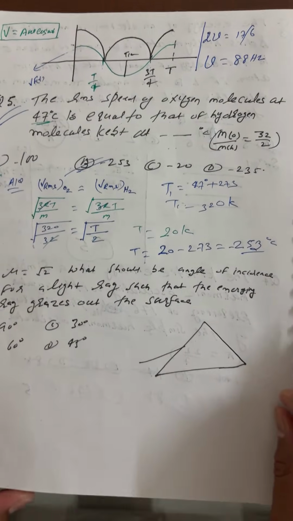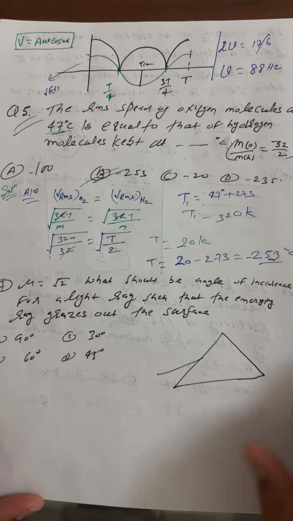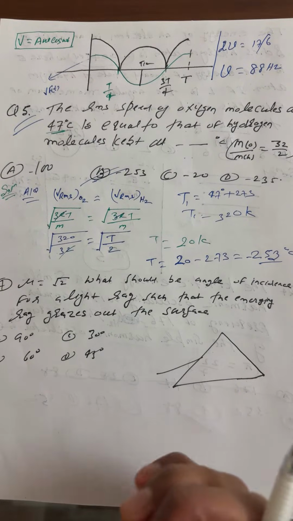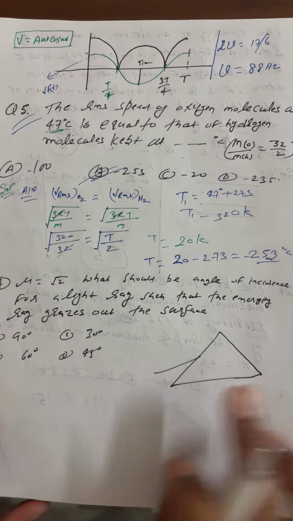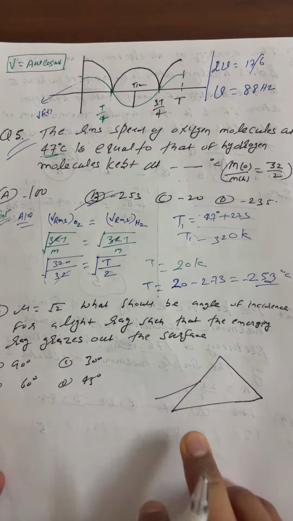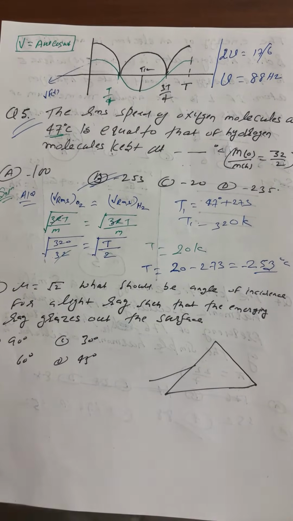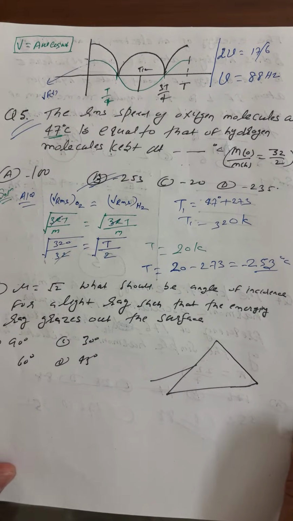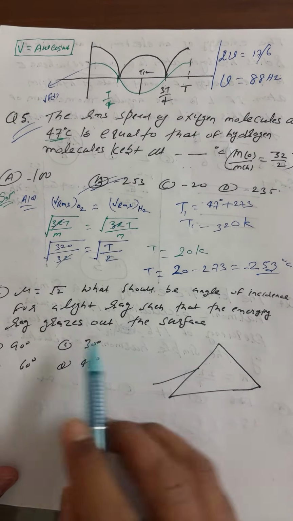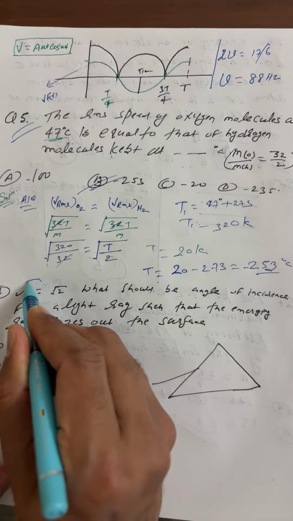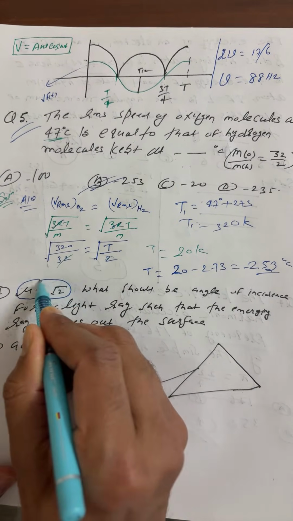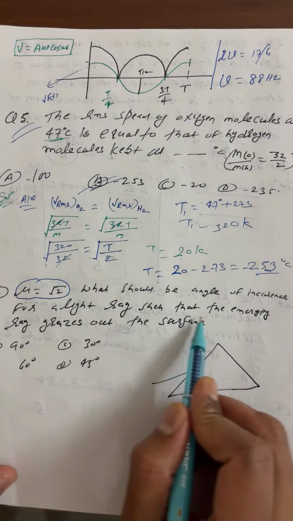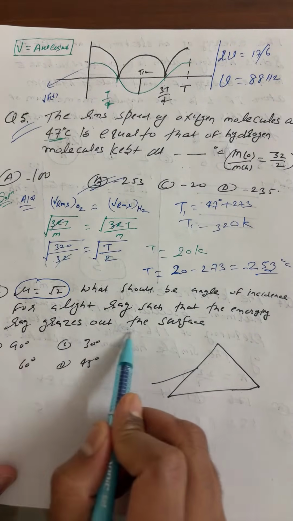Now, students, have a look at the next question. Mu is mentioned. It's a class question, a special case of prism. There are three cases of prism in which they ask this, and I can say this is the second basically. Every teacher discusses this concept in the classroom. Now, students, mu is the refractive index. What would be the angle of incidence for a light ray such that the emerging ray grazes out?